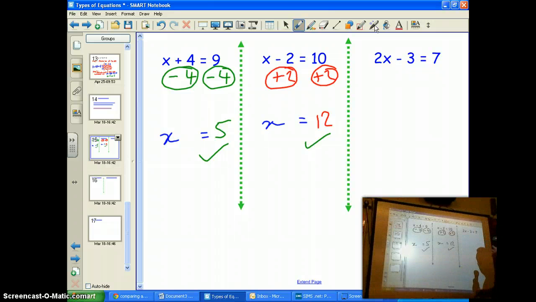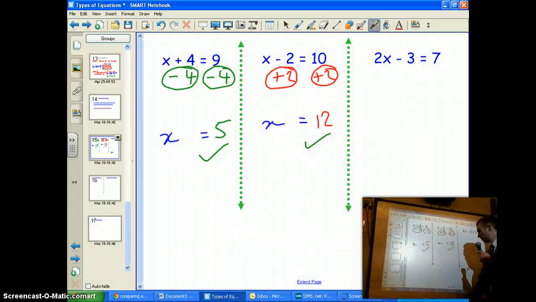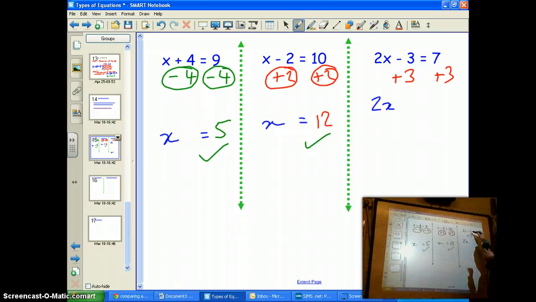Next one, same thing. This time I've got 2x minus 3 equals 7. Now this one gets a bit harder. This is called a two-step equation because there's 2 steps I have to do. The first thing I want to do is focus on my left-hand side over here. Okay? So I've got 2x minus 3. Now I want to get rid of that minus 3. So the first thing I'm going to do is go plus 3 on both sides, which leaves me with 2x, because the minus 3 and the plus 3 have disappeared, equals, and then 7 plus 3 is 10.